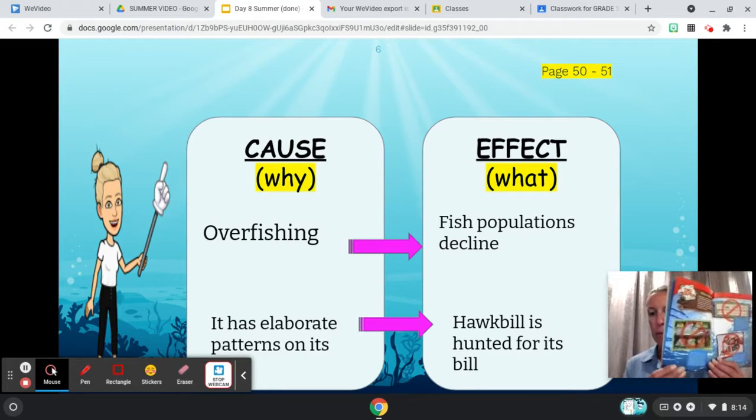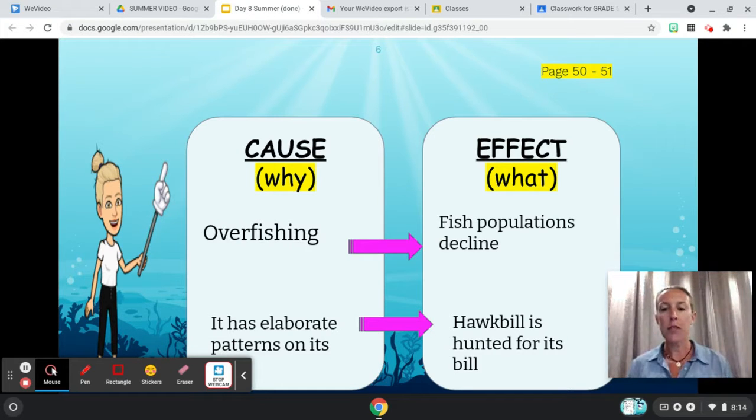Again, I found this on page 50 and 51. First, let's look at the effect. Let's look at what happened. Fish populations declined. And then I ask myself, why did that happen? The overfishing is what caused fish populations to decline. Let's look at our second effect. The hawksbill is hunted for its shell. Why? It has elaborate patterns on its shell.